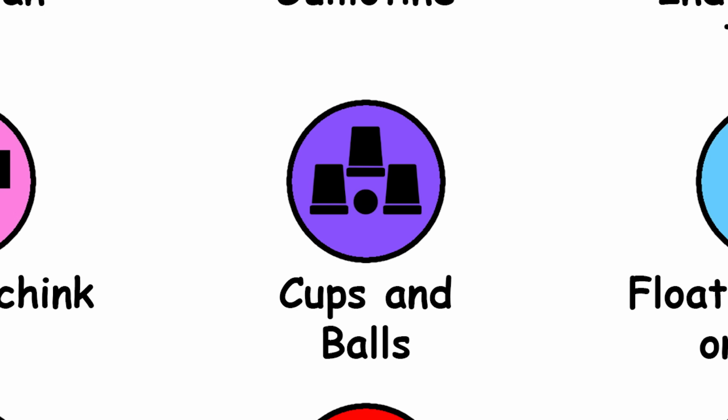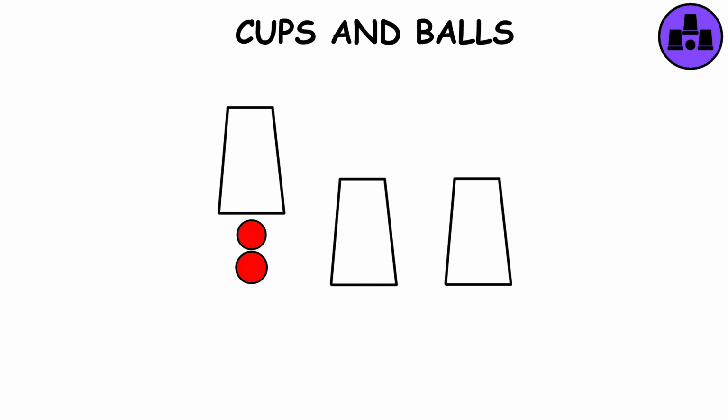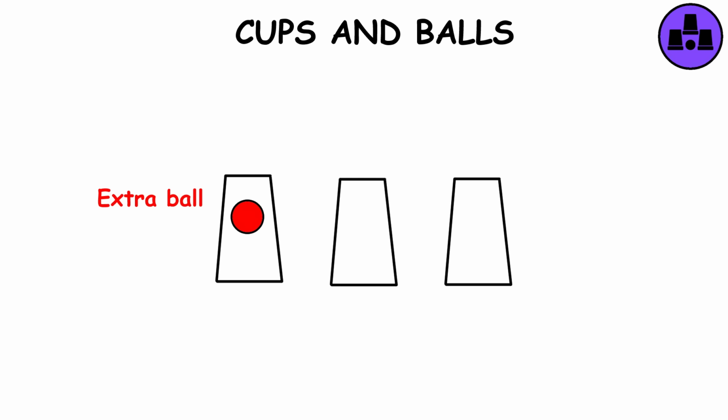Cups and balls. Balls appear, disappear, and multiply under cups, seemingly defying the laws of physics. This is done by hiding an extra ball in one of the cups. The magician places the cups carefully so that the secret extra ball is never revealed.